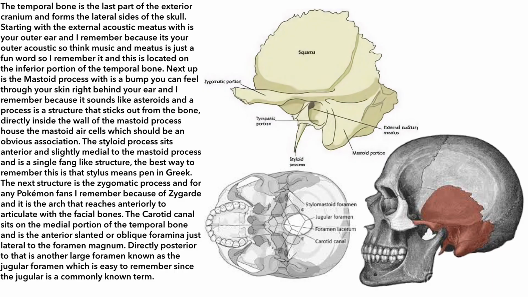The carotid canal sits on the medial portion of the temporal bone, is an anteriorly slanted or oblique foramen, just lateral to the foramen magnum. Directly posterior to that is another large foramen, known as the jugular foramen, which is easy to remember since jugular is a commonly known term.